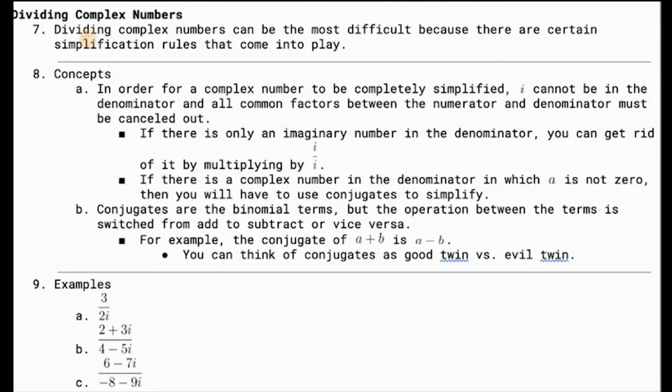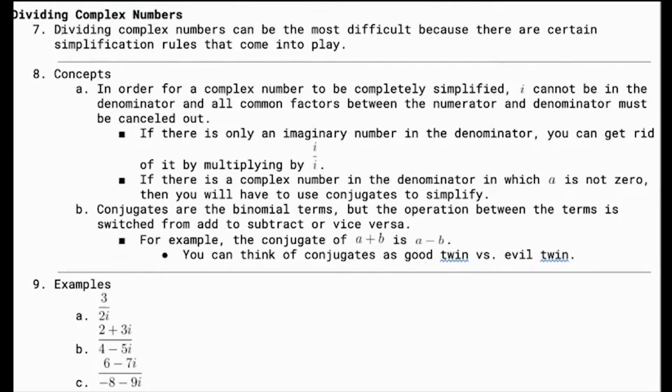Okay, so it says dividing complex numbers can be the most difficult of all the operations because there are certain simplification rules that come into play. In order for a complex number to be completely simplified, I cannot be in the denominator. Okay, for whatever reason, some math rule is you can't have I on the bottom. Kind of like you can't have the square root on the bottom. Don't ask me why, I don't make the rules, but that's the way it is. You cannot have I on the bottom.